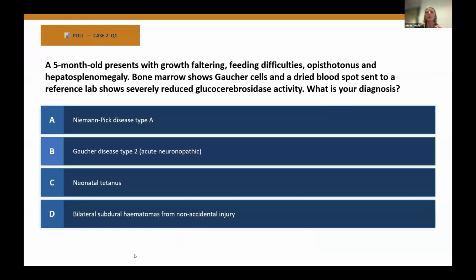So our question: you've got this 5-month-old baby, growth faltering, feeding difficulties, opisthotonus and hepatosplenomegaly, and you've got bone marrow showing Gaucher cells. And your dry blood spot shows this reduced enzyme activity. So what is your diagnosis? Excellent. So we're all saying B, that this is GD2. Fabulous.